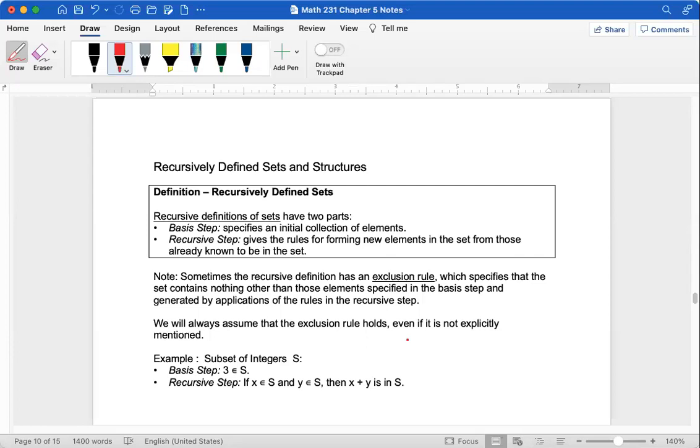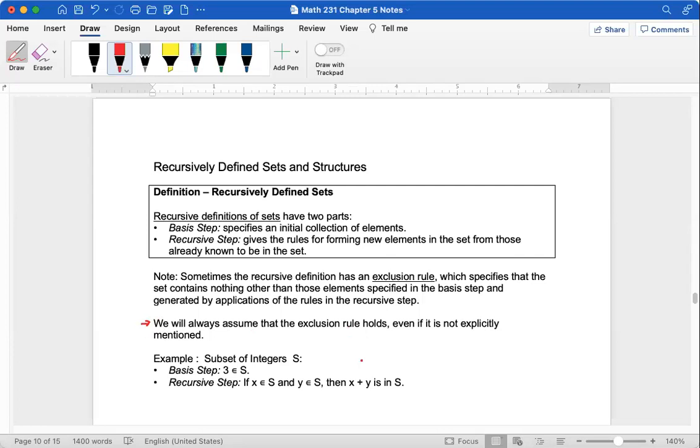Now, this is the important thing I want to note. We will always assume the exclusion rule holds, meaning whatever they tell us in the basis step, we're going to assume that's what's in the set to start with. And we're not going to assume other things are there. We're going to start with that and use that until we're able to show anything else.